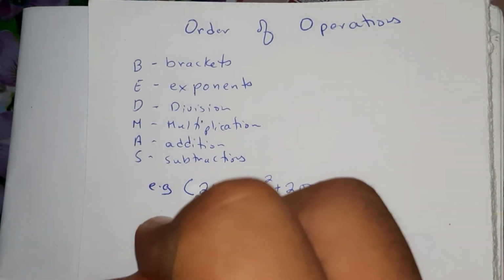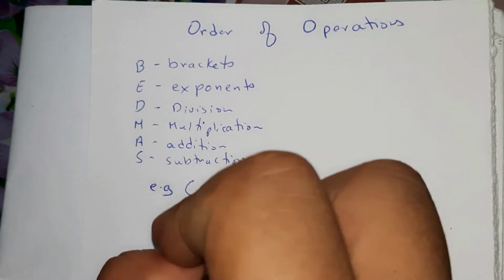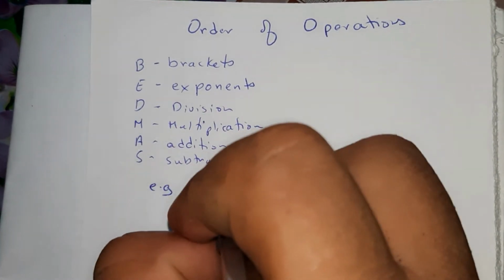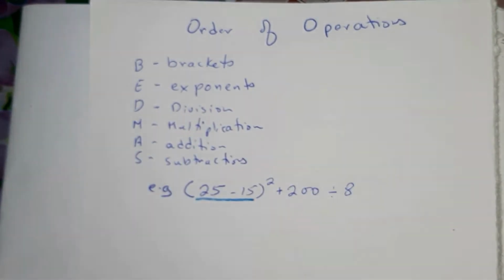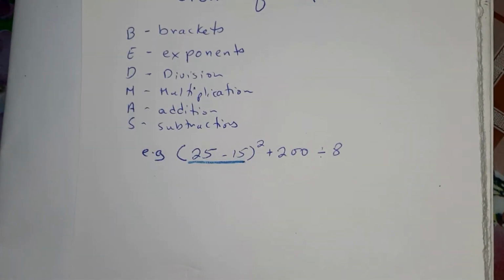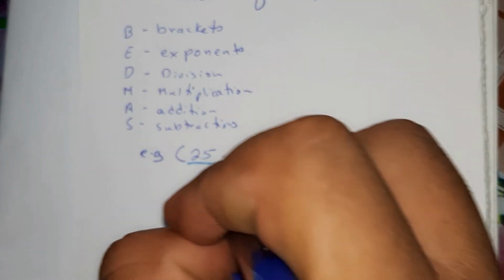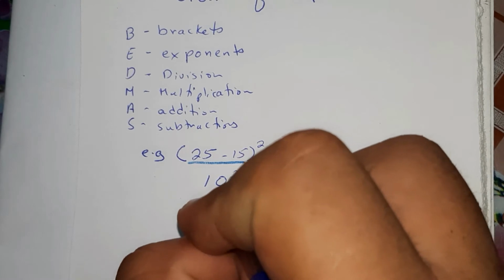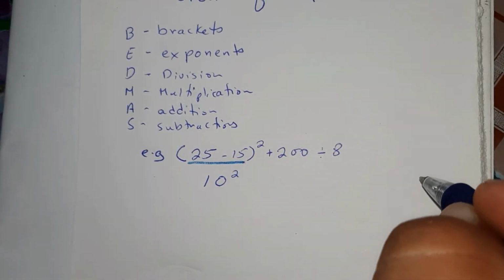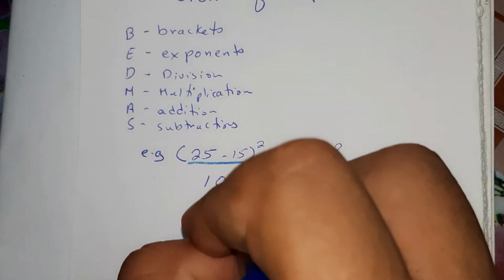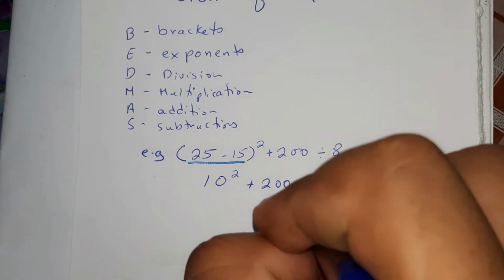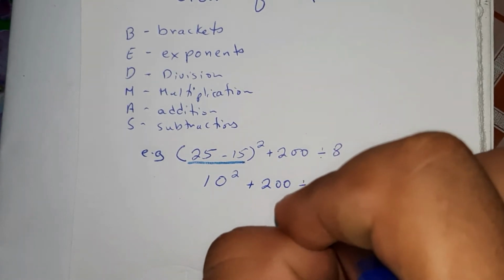The brackets is this inside here, which is 25 minus 15. So we're going to remove the brackets by saying 25 minus 15. 25 minus 15, we know it's going to be 10, and then we know that there is a power there, which is 2. So 10 raised to the power of 2 plus 200 divided by 8.